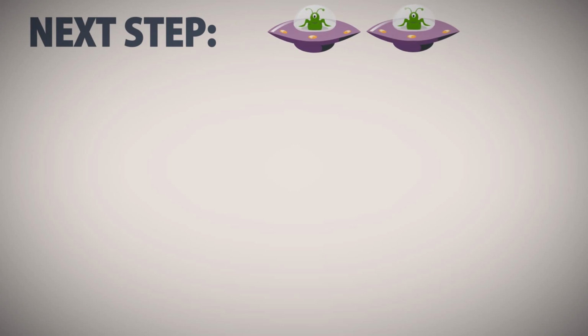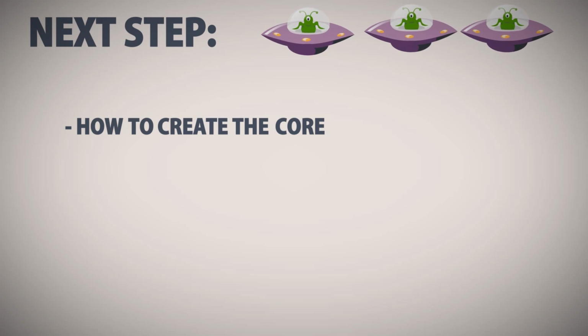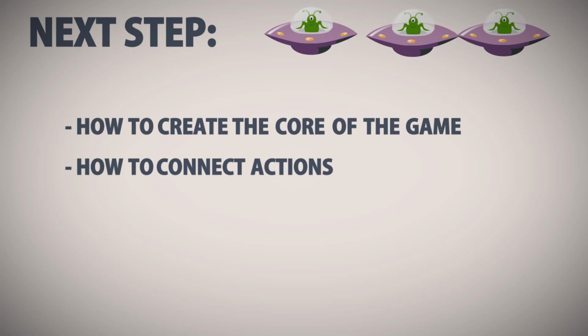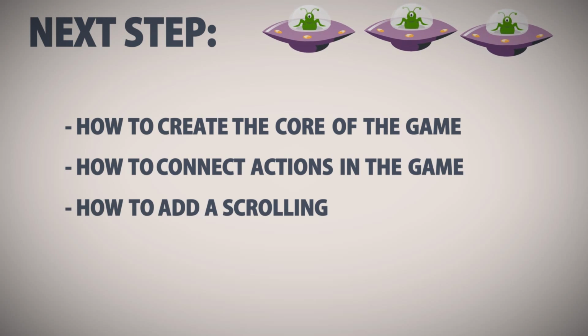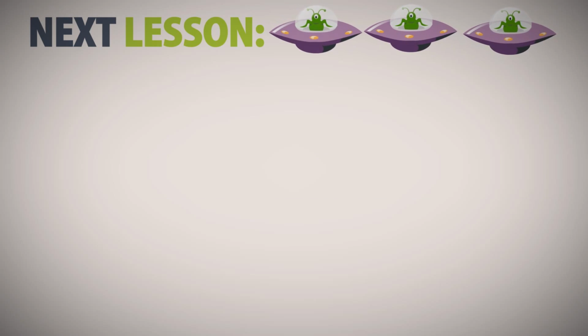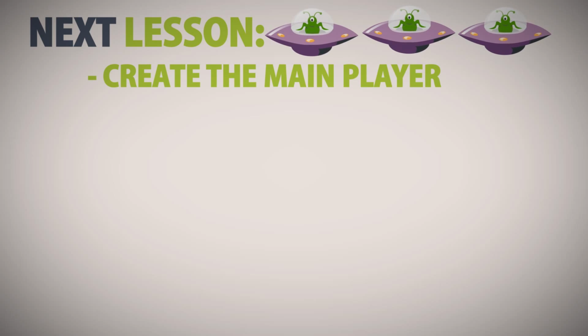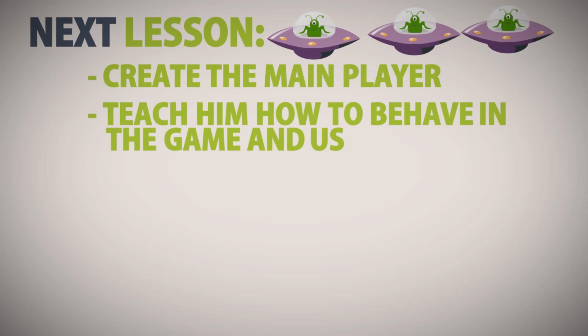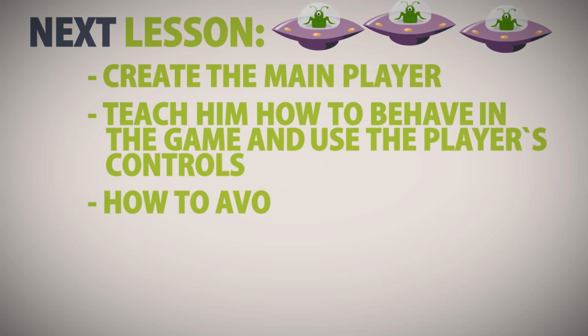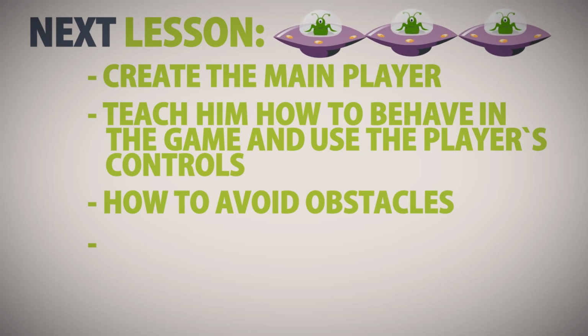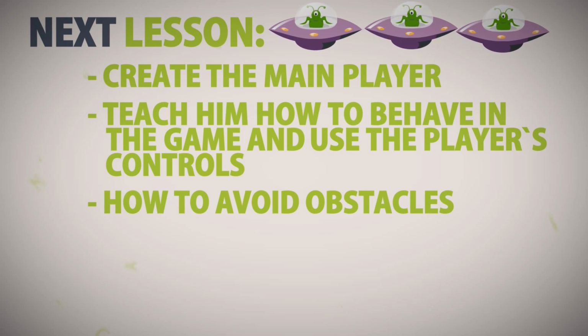On the next step, you will discover how to create the core of the game, how to connect actions in the game, and how to add a scrolling background. In the next lesson, we'll create the main player, teach him how to behave in the game and use the player's controls, how to avoid obstacles. We'll also add some cool animations, such as explosions.